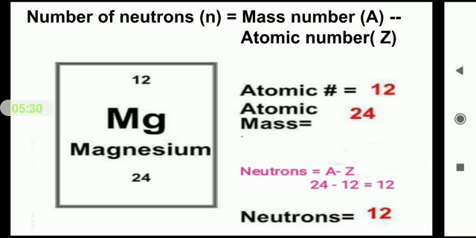Now, shall we calculate the number of neutrons? If we know the number of protons and the mass number of an element, we can also calculate the number of neutrons simply by subtracting its atomic number from its mass number. Number of neutrons N is equal to mass number minus atomic number. For example, the number of neutrons in one atom of magnesium with mass number 24 and atomic number 12 is 12.